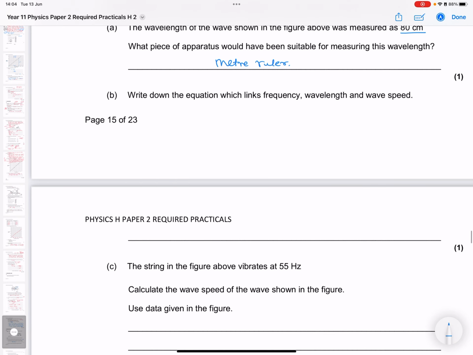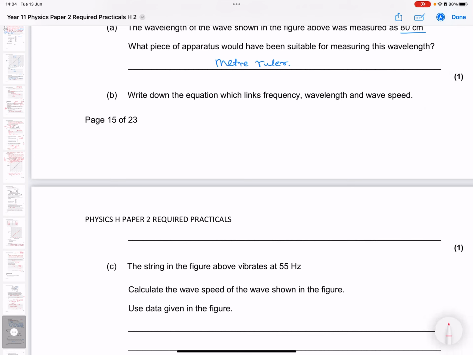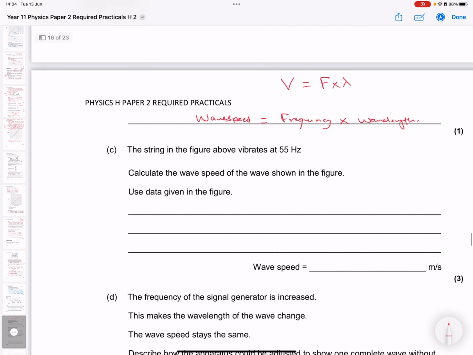Write down the equation that links the frequency, wavelength, and wave speed. So wave speed is equal to frequency times wavelength. Or on the other hand, you can write the symbol equation as well. V is wave speed, frequency is F, and this symbol called lambda is the wavelength. Okay, so the string in the figure above vibrates at 55 hertz. So the frequency is 55 hertz, and calculate the wave speed.